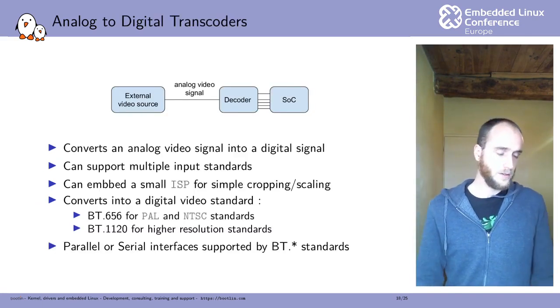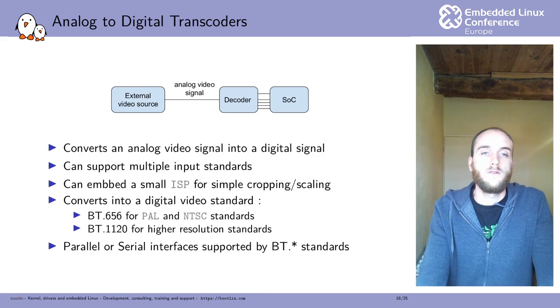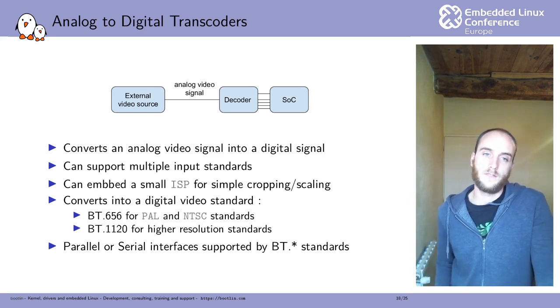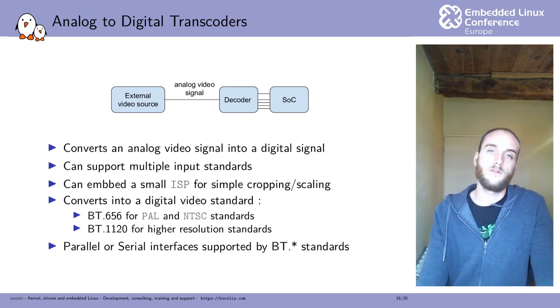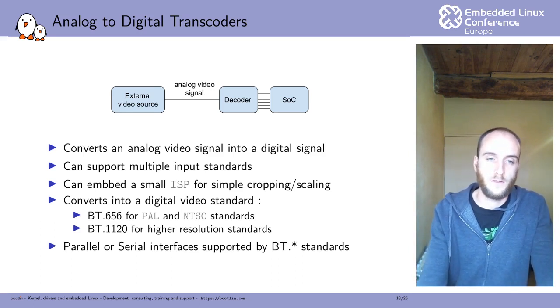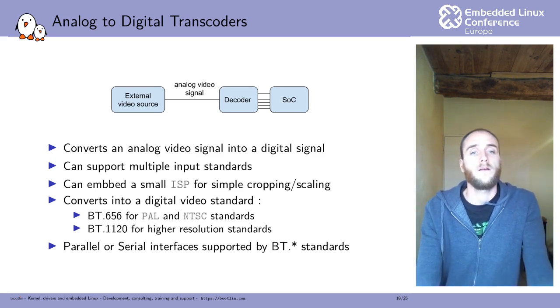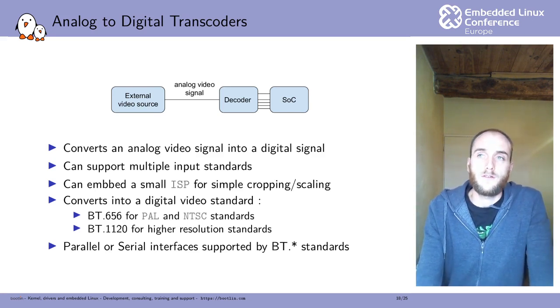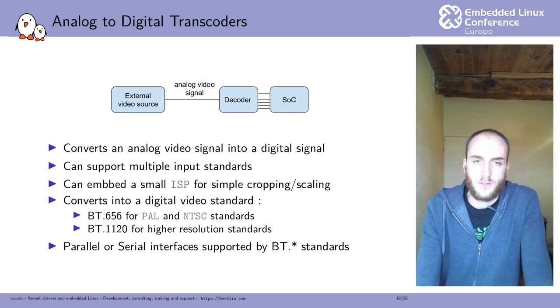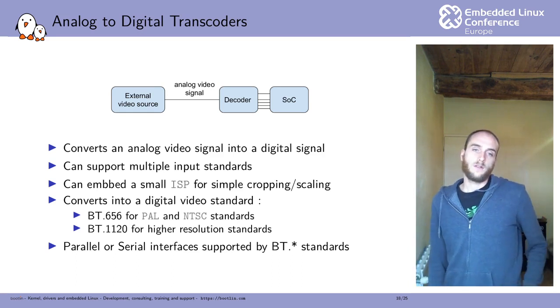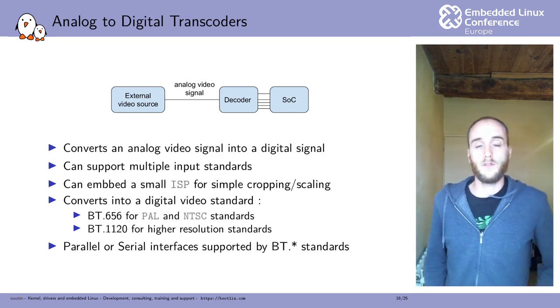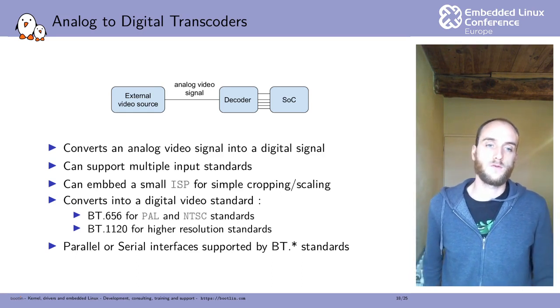So there exist some transcoders that are used to convert an incoming analog signal into a digital signal. I had to work with one of those, so that's why I'm talking about this. This is also supported with the Video for Linux and Media Controller frameworks. So the goal is to convert analog signals into digital signals. Most of the time these decoders will support all of the existing standards, and they can embed a small image signal processor to do some very basic processing on the image, such as cropping and scaling, but also some deinterlacing for the advanced ones.